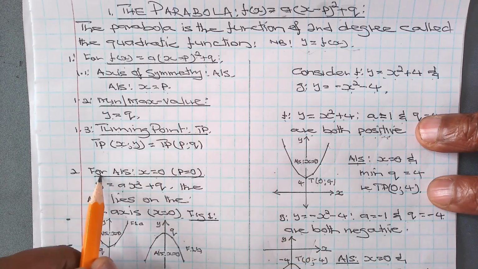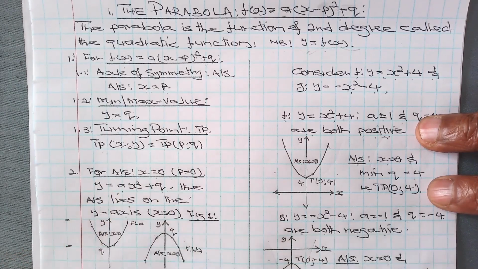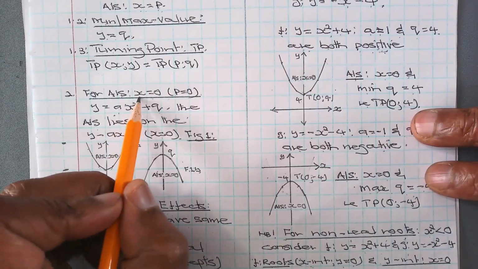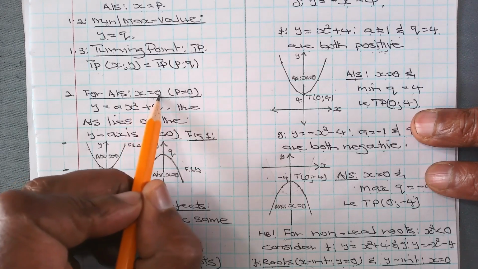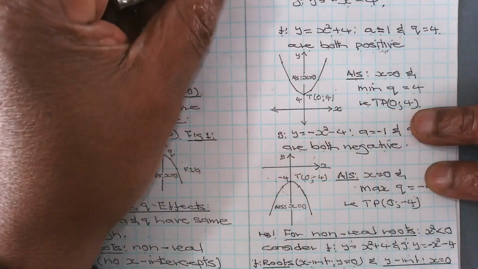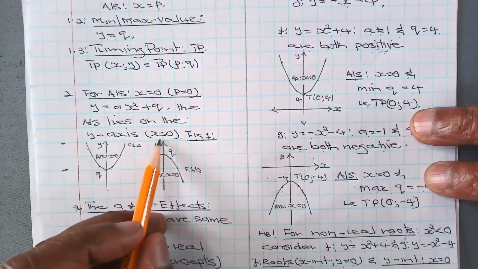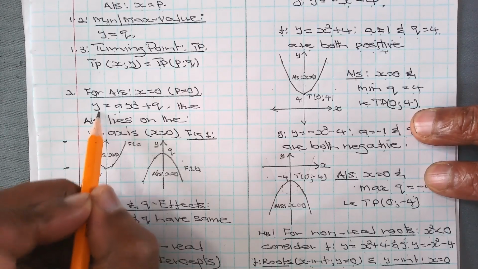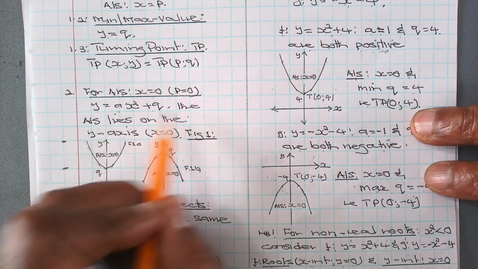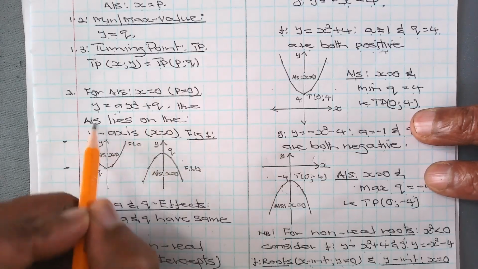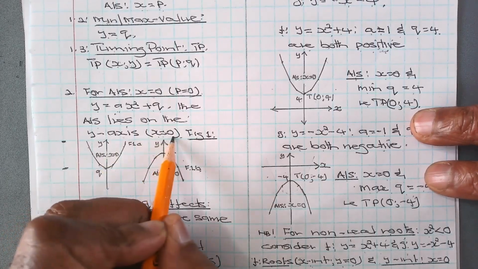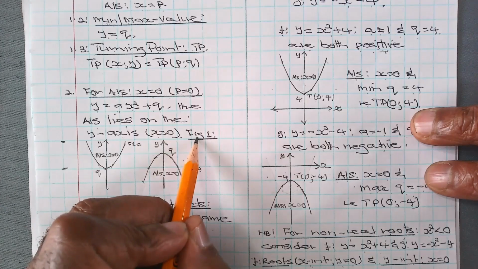Now, let us look at the axis of symmetry. If x is 0, then p is 0. So, we won't have any value here except 0. Then the equation will be y = x² + q. Therefore, the axis of symmetry lies on the y-axis, where x equals 0. Let's look at figure 1.